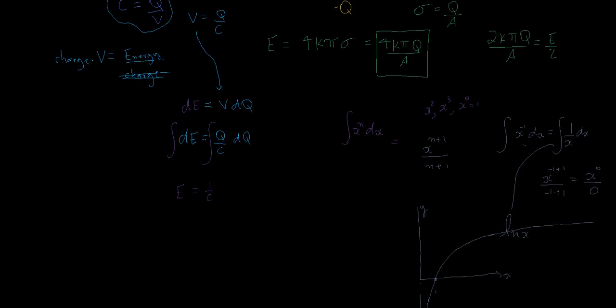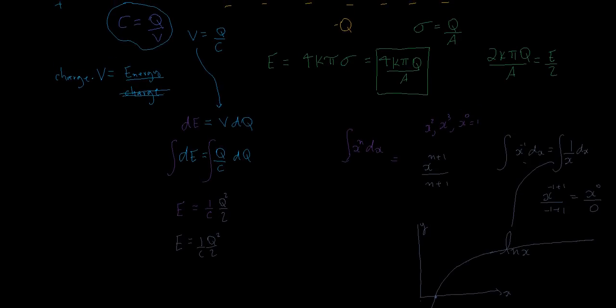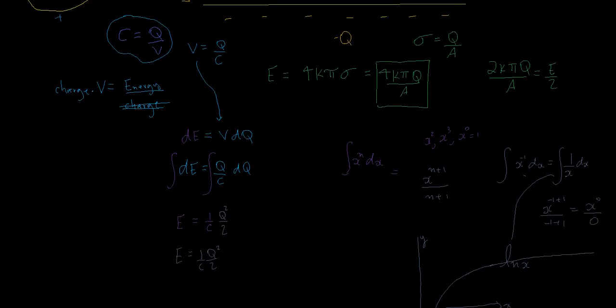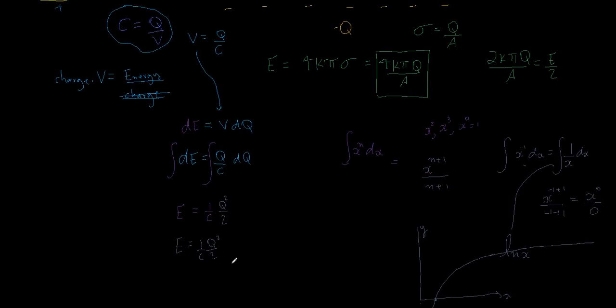Okay, so that aside, let's go back to the problem here. The energy is going to be equal to 1 over the capacitance times the integral of q, which is simply q squared over 2. And this is the answer. The energy is equal to 1 over the capacitance times q squared over 2. So this is it.